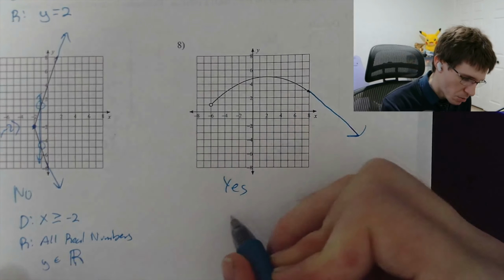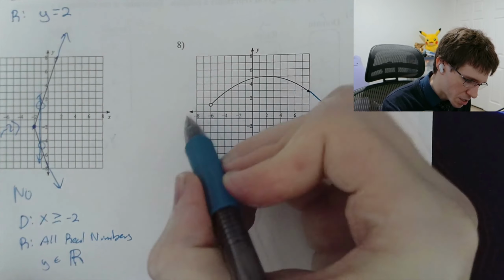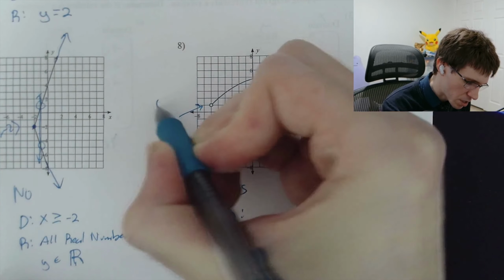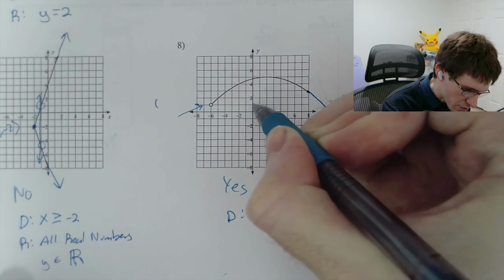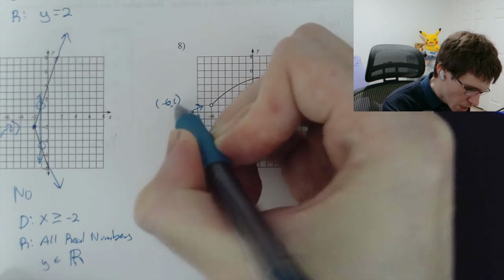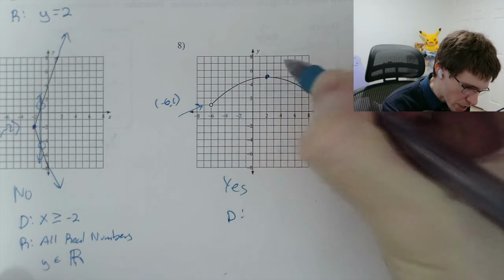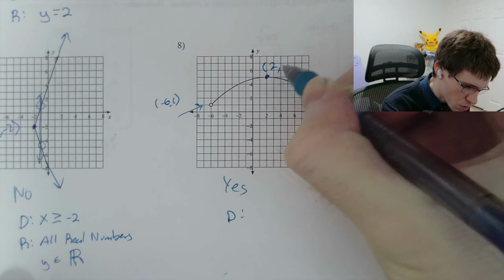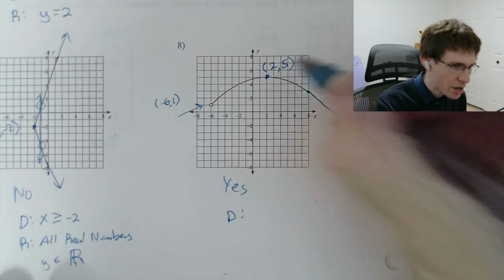So because of that, for our domain here, we have to figure out what this dot is. This dot here looks like -6 comma 1. The highest up dot appears to be right there, which is going to be 2 comma 5.